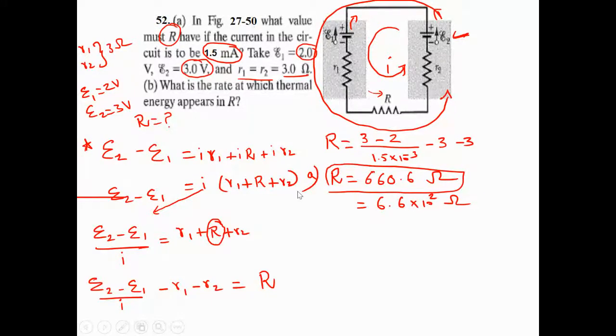Am I right or not? Yes, doctor. But I have a question. The first thing, doctor, we should separate the battery, then the current. Yes. Then the current and the resistance, you have to take the product, because I told you E2 is the strongest battery, so current will be flowing like this. Am I right?